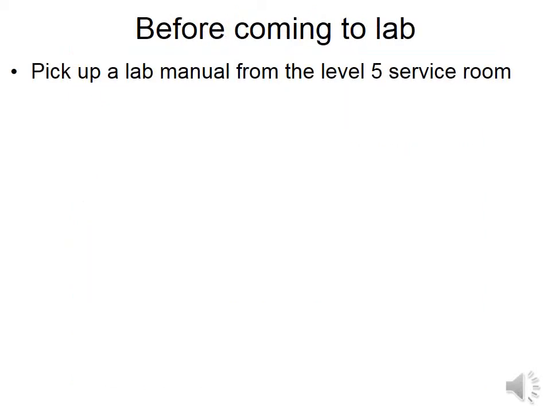The first thing you must do, as soon as you can, is to pick up a lab manual for your unit of study, CHEM2401, CHEM2911, or CHEM2915, from the Level 5 service room. Please read through this thoroughly as it contains all the information you need about these labs.